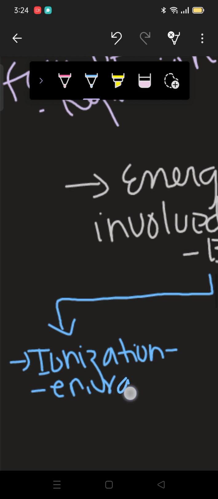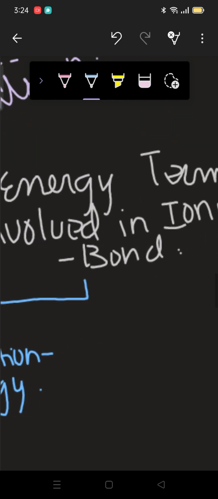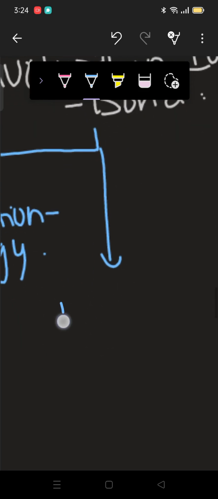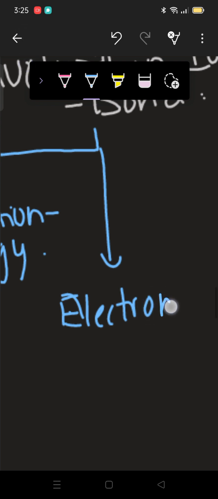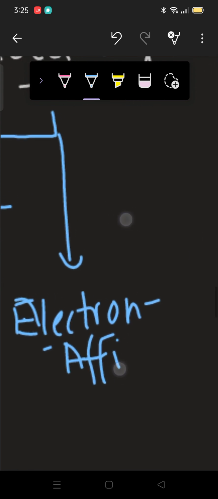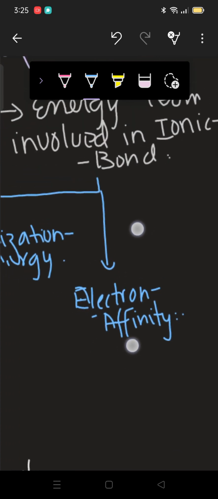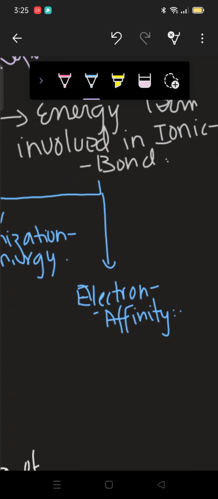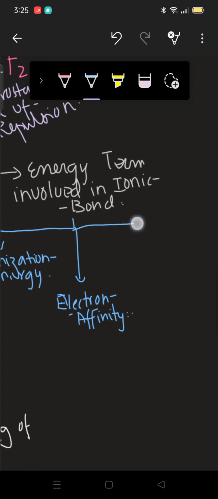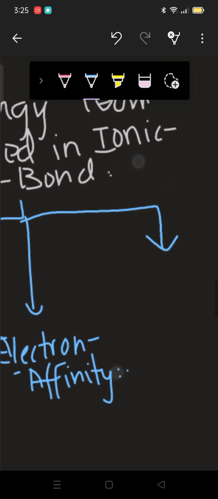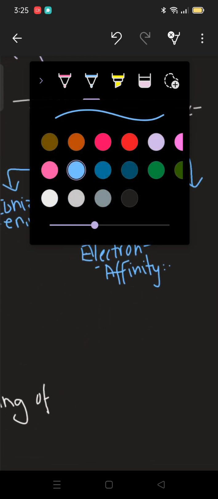Ionization energy. Then we discussed electron affinity. Electron affinity is the energy released when an electron is added to the outermost shell of a gaseous atom, right? And third is when a metal and a non-metal combine.